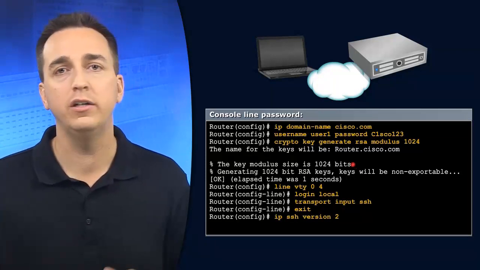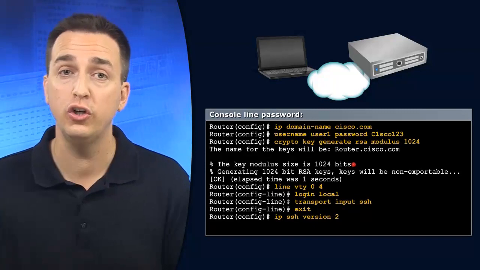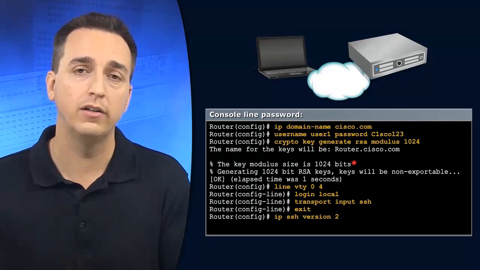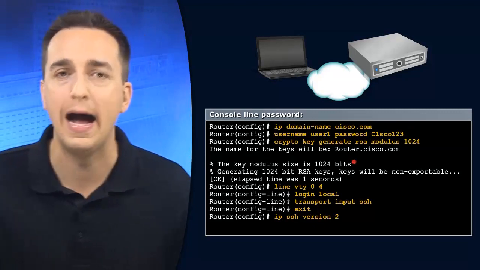Not only that, if you're going to use SSH, you want to use SSH version 2. And in order to use SSH version 2, you've got to have a key size of 768 or greater. So you might as well go to 1024 or higher.